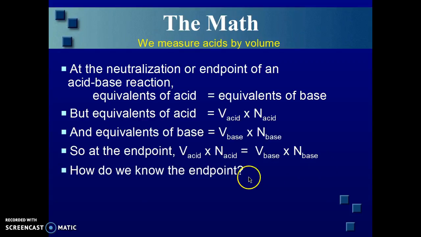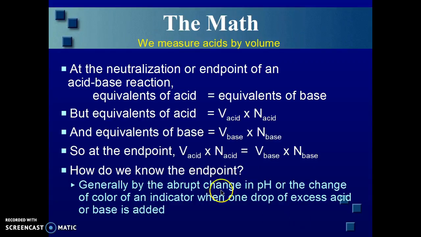How do we know the equivalence point? Well, generally, we use it from the end point. And the end point is, if we're doing a pH titration, we see an abrupt change in the pH, several pH points after one drop, or the change in color of an indicator when one drop of excess acid or base is added. The indicator that we've added to the acid or base changes colors.